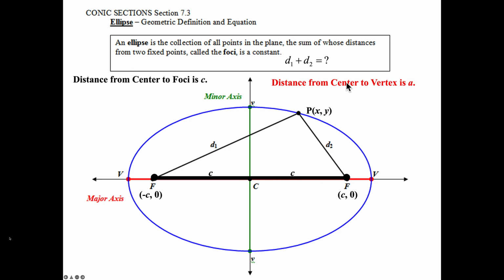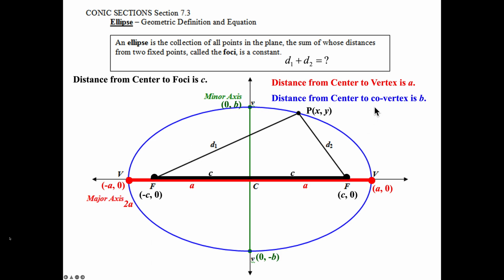Next, we're going to look at the distance from the center to the vertex. So that's all the way out here to these capital V's. We're going to call that A. So this vertex here is going to be at A comma 0. This one would be at negative A comma 0. And that whole distance across, A and A, would be the length of 2A. So your major axis is 2A.